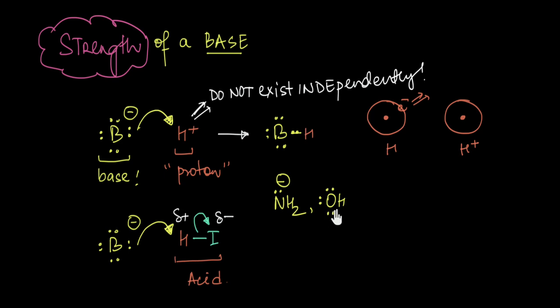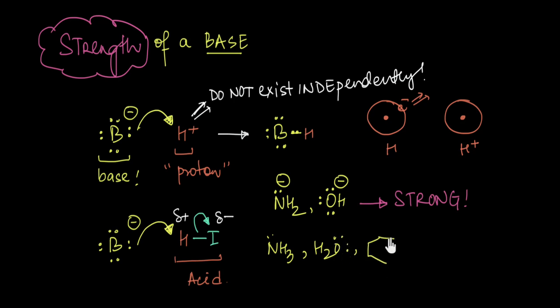For example, some bases like the amide ion, amide is NH2-, as well as the hydroxide ion, can easily abstract a proton from an acid. So these are what we call strong bases. While on the other hand, things like ammonia or water or even something like, say, aniline, are actually not that good at abstracting a proton from an acid. So these are our relatively poor or relatively weak bases.